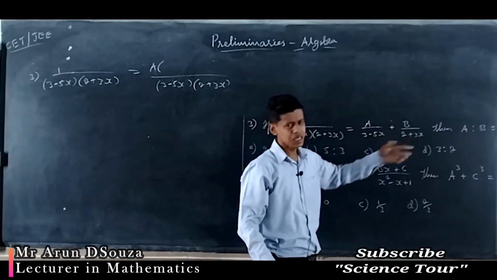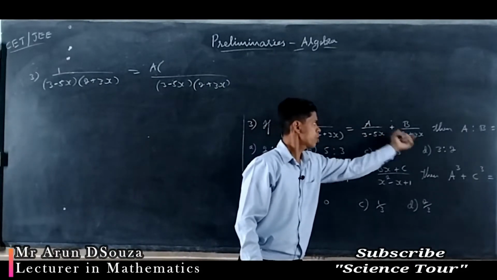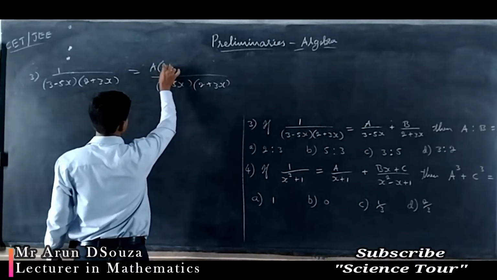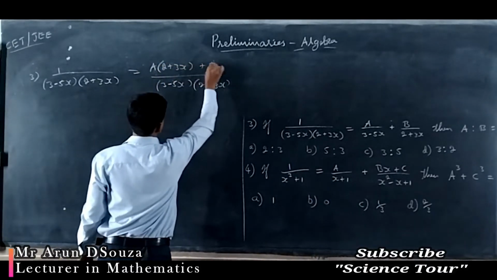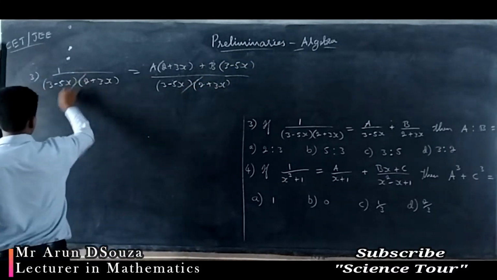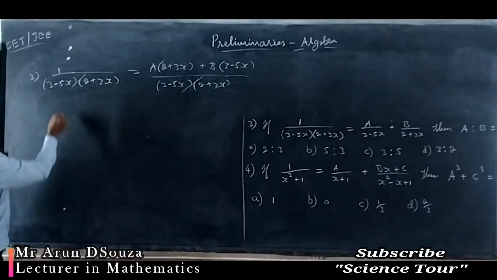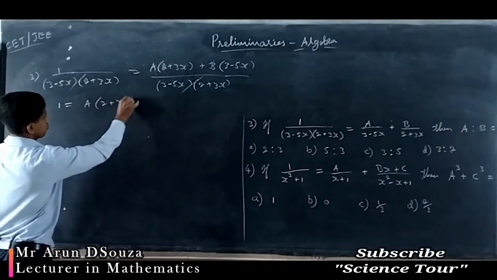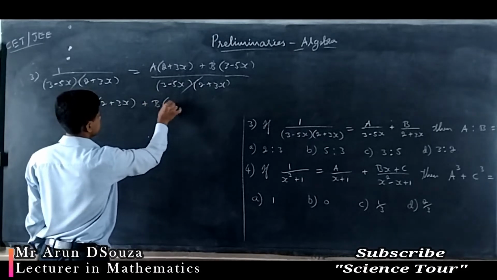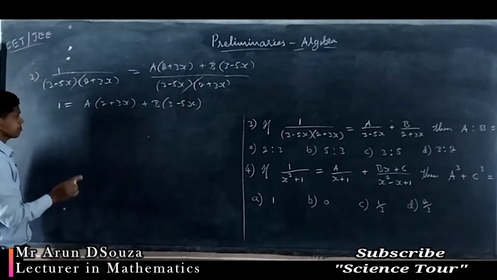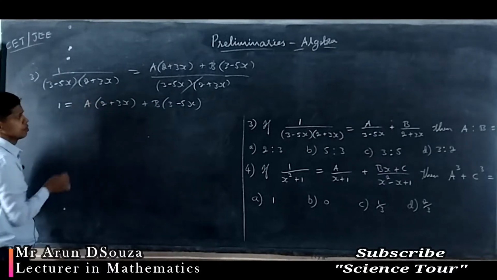So these two must be multiplied, that's it. Now what is missing here? 2 plus 3x. So multiply that for A. So 2 plus 3x plus B into 3 minus 5x. So cancel the denominator, yes. And then 1 is equal to A into 2 plus 3x and B into 3 minus 5x. Right? Well, now what will happen here?